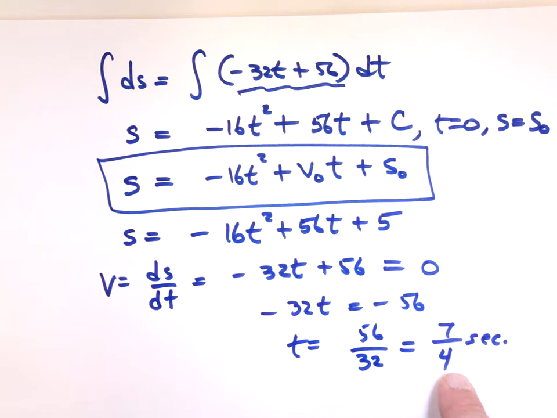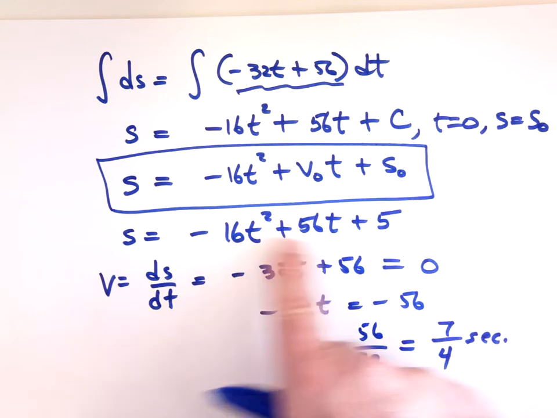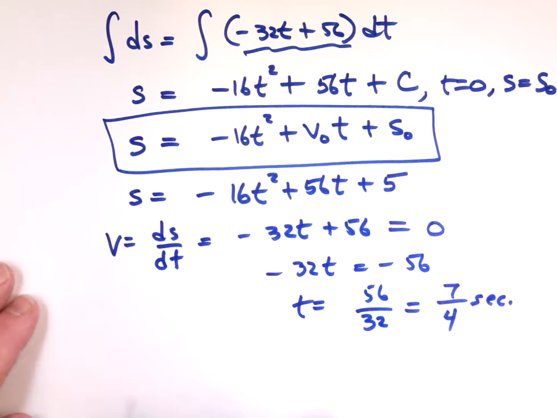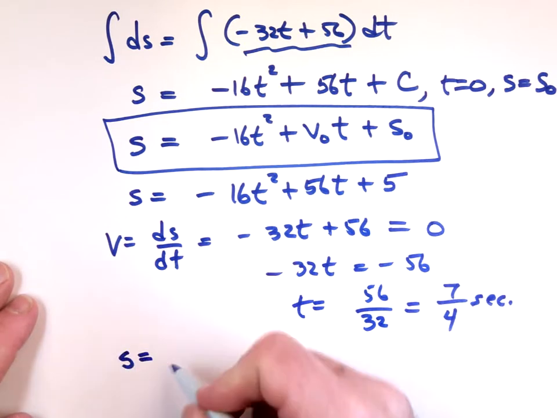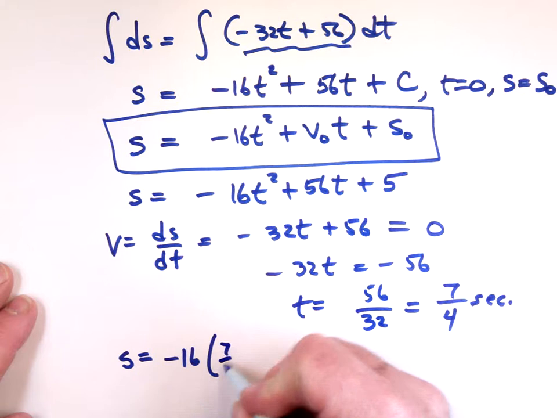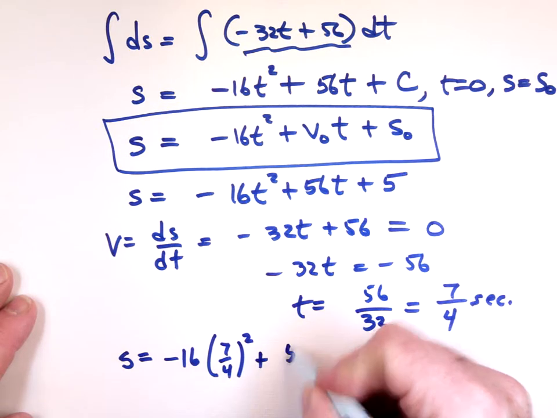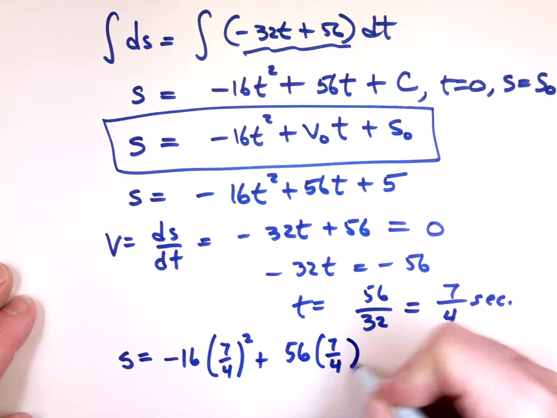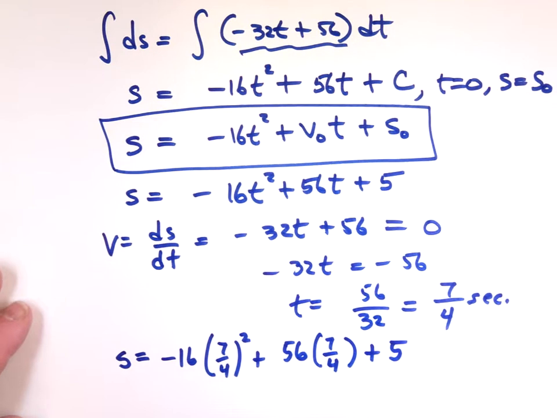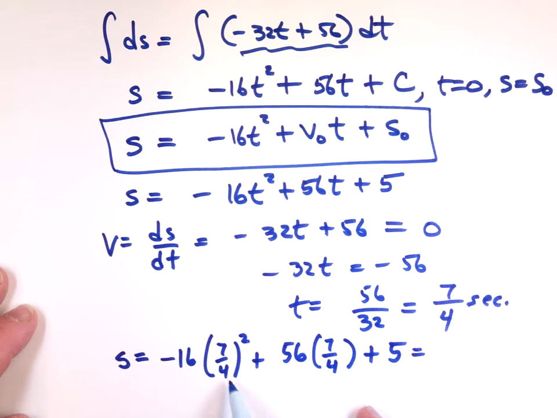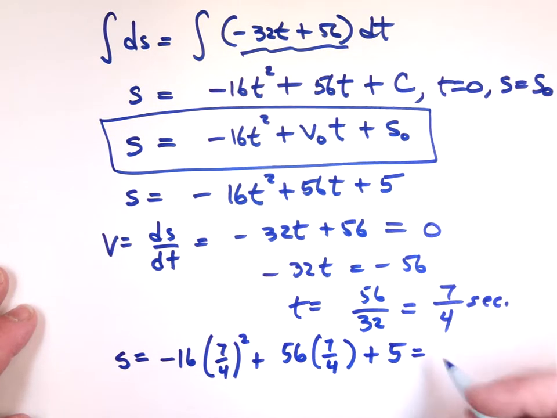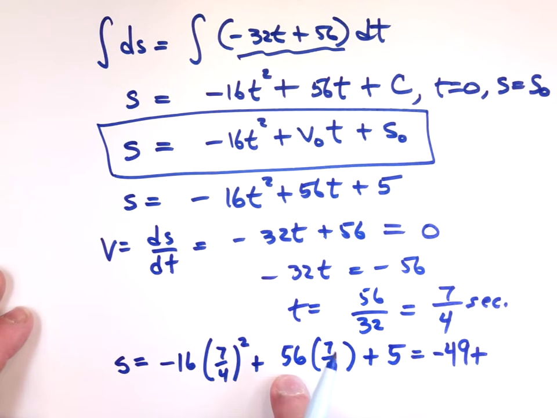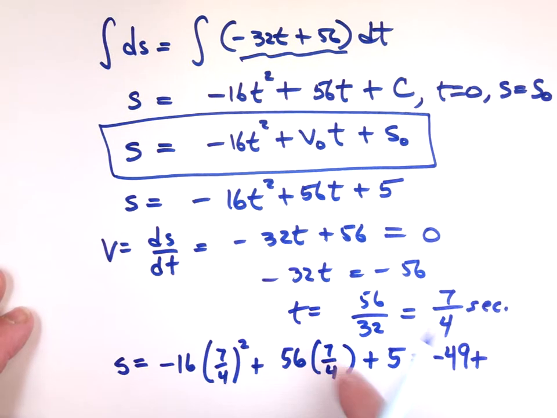What is that maximum height? Take the 7/4, substitute it in for t in our position function. So we got negative 16 times 7/4 squared plus 56 times 7/4 plus 5. This isn't that bad, because this is 49/16ths, and the 16s cancel. So I get a negative 49 plus, 4 goes into 56 14 times. 14 times 7 is 98.